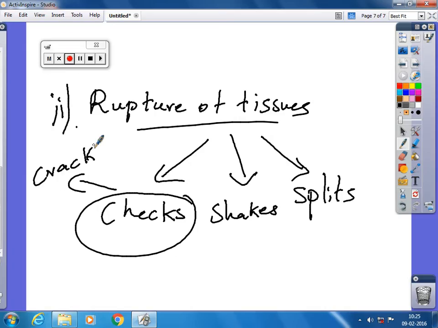And another thing about shake is shakes do not develop due to drying. It happens due to felling of the tree. Note down, the shakes do not develop because of drying. The shakes originate because of careless felling.